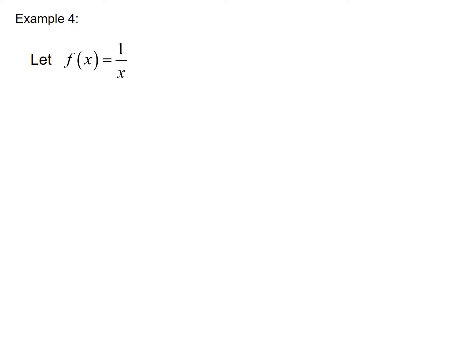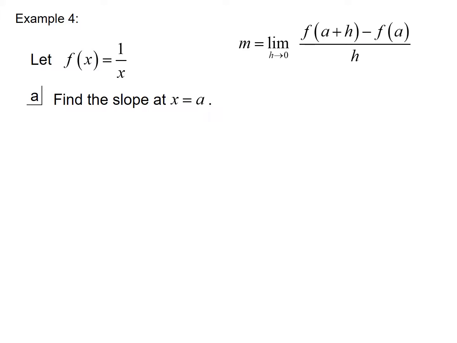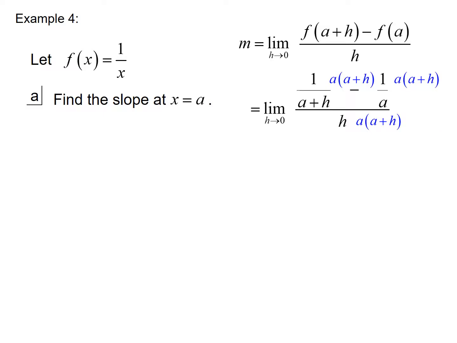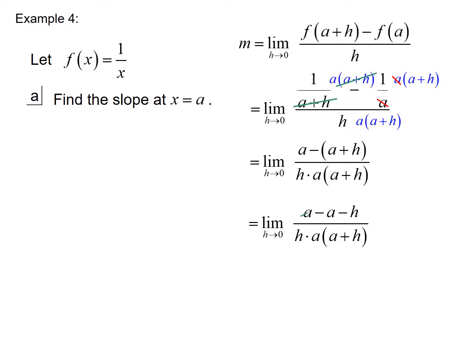Okay, let's look at another one. We've got f of x equals 1 over x. We want to find the slope at x equals a. So we use our limit of the difference quotient. Our function in this case is 1 over x. And we have these fractions in the numerator, so we want to try to clear that. We can do that by multiplying by the common denominator, a times a plus h. And simplify, cancel the a's. Now we can cancel the h's. We're left with a negative 1 on top, a times a plus h on bottom. Now plug in h equals 0, and we get negative 1 over a squared.